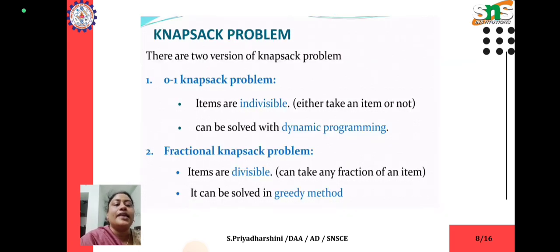So let's see the knapsack problem. There are two versions of the knapsack problem. First, 0/1 knapsack, where items are indivisible, that is, we cannot take fractional items. This can be solved using the dynamic approach, where the problem is subdivided into subproblems and then solved. Whereas in the fractional knapsack problem, the items are divisible and a fraction of an item can also be taken. It can be solved using the greedy method.